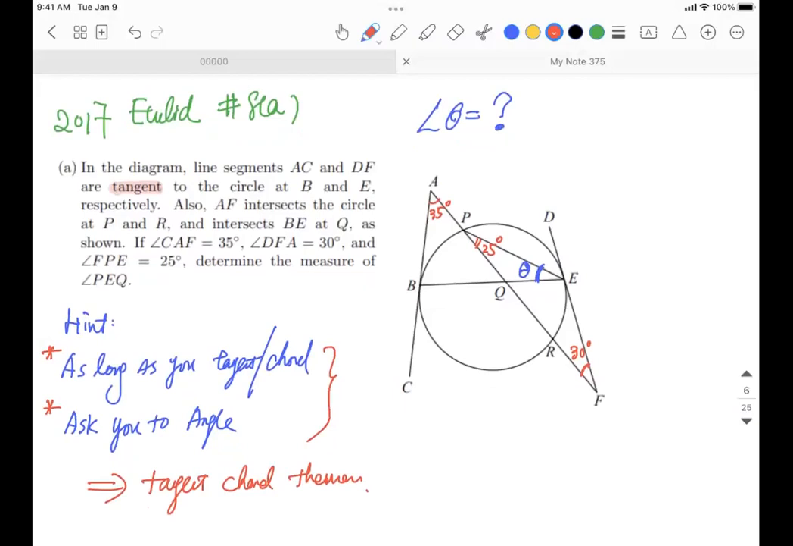I'll give you maybe 2 minutes. Think about it. How can I create those tangent chord angles, right? And then we'll be able to make it work. 2 minutes. Think about it. If you have any ideas, post them into the group chat, and we can have some discussion about it. I'd like to see your thinking process. I'm not just showing you the answer. No, I'd like to guide you through the thinking process, step by step, on how to do the problem.